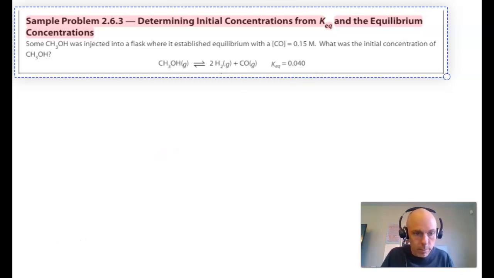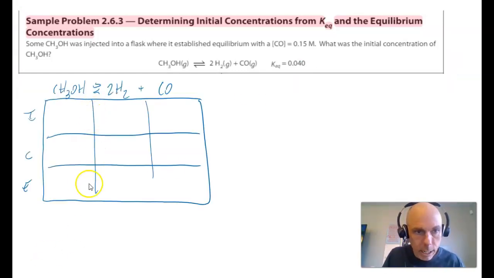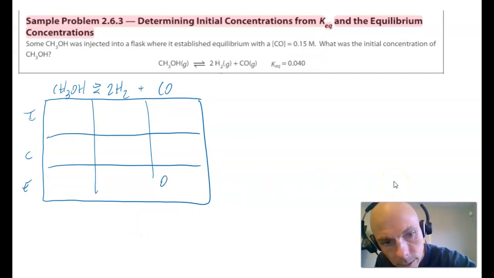Here's the ice table. All right, there she is, and all of these substances should get a column. Nothing will be crossed out because none of them are pure liquids or solids. Next thing I'll do is fill in the information I have. Looks like carbon monoxide again at equilibrium has a concentration of 0.15 molar, so I'll put that here.